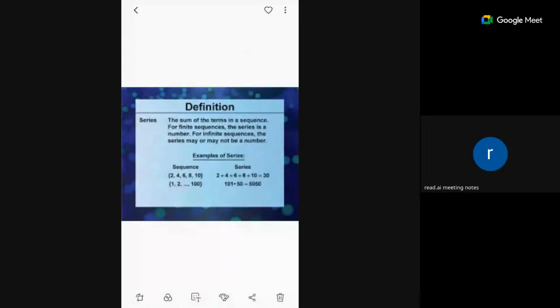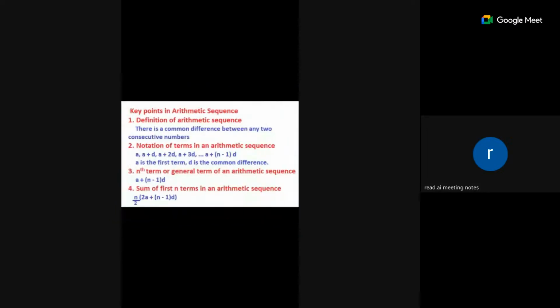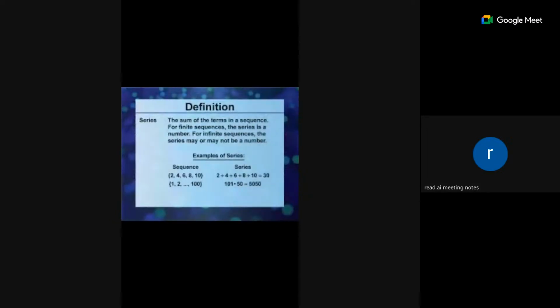Okay, this is the first one, which is the series. So when we talk about series, what does it mean? This one says the sum of the terms in a sequence. For finite sequences, the series is a number. For infinite sequences, the series may or may not be a number. So look at the example, let's break it down.